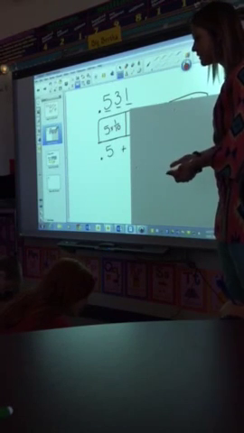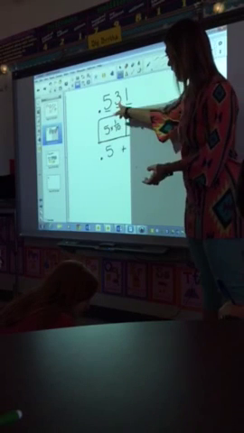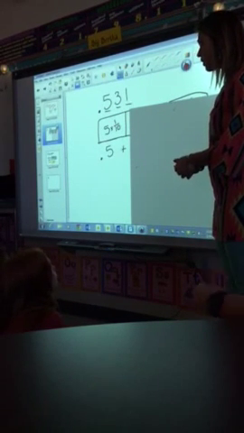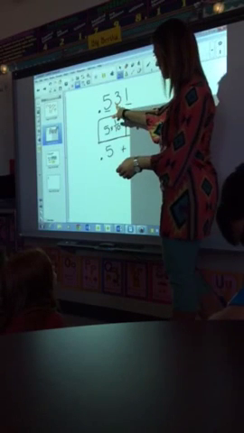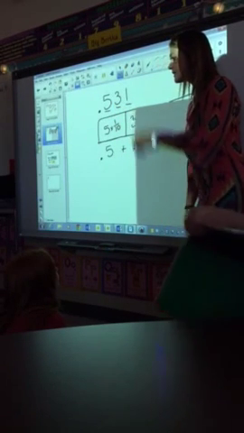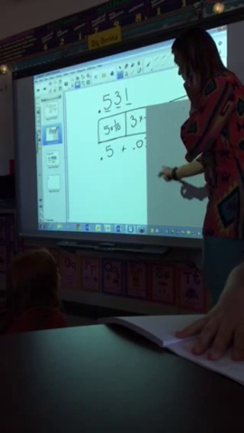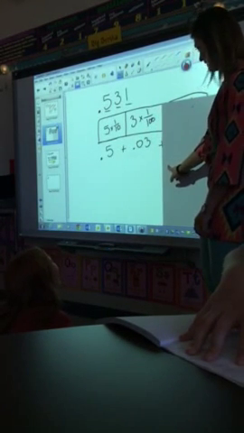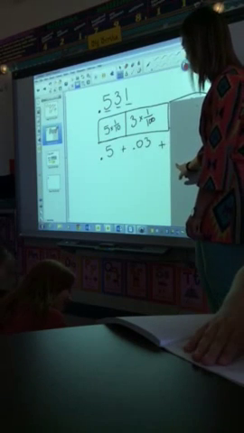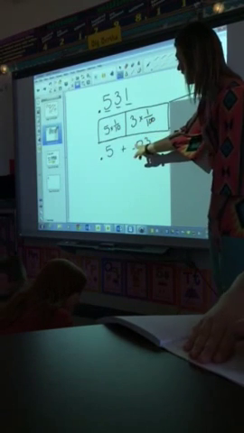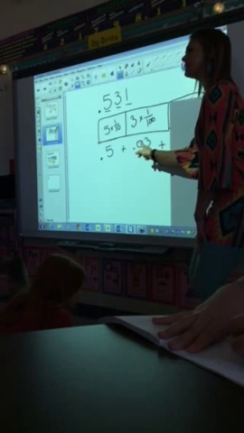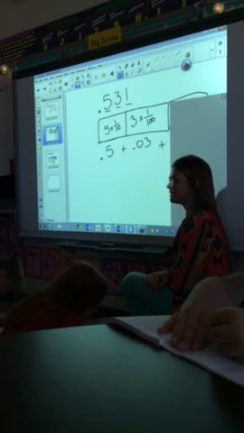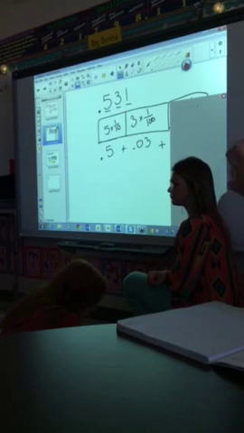Now, I'm going to next go into my hundredths place. So I'm going to multiply the digit that's in the hundredths place times 1/100. So whenever I multiply times 1/100, I get 0.03. Tell me why I did not put a digit in my tenths place. What do you think, Jack?